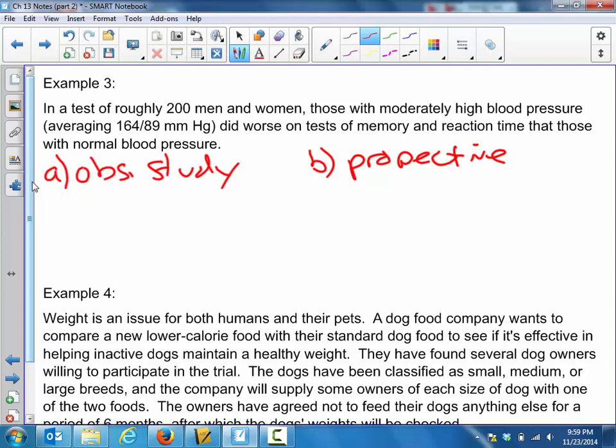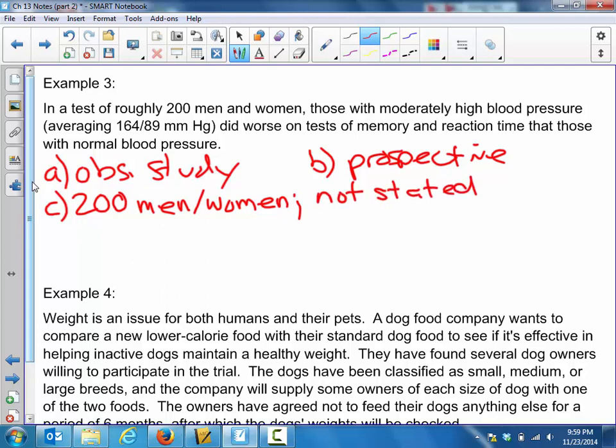Okay, so there's part A and B here. This is a prospective study because it certainly looks like the blood pressure is being recorded. Then you're taking your test of memory and reaction time. So you are collecting your participants, then you're running the test yourself. Okay, on to C here. Who are the people in the study? Well, 200 men and women. And they want to know how these people were found. That's not stated. We don't really know.